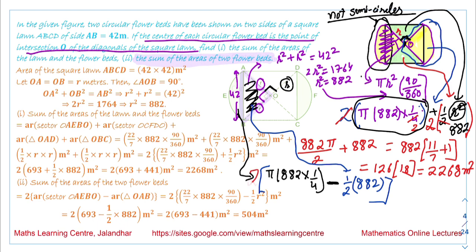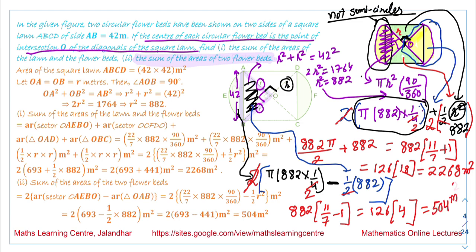How many flower beds do we have? It is 2 flower beds we have. So this 2 gets cancelled, we are left with 2 over here, this gets cancelled. The value we are left with is 882 is common, we are left with 11 by 7 minus 1, and the value comes out to be 126 into 4, and this gives us 504 meter square. So this is the sum of the area of 2 flower beds.